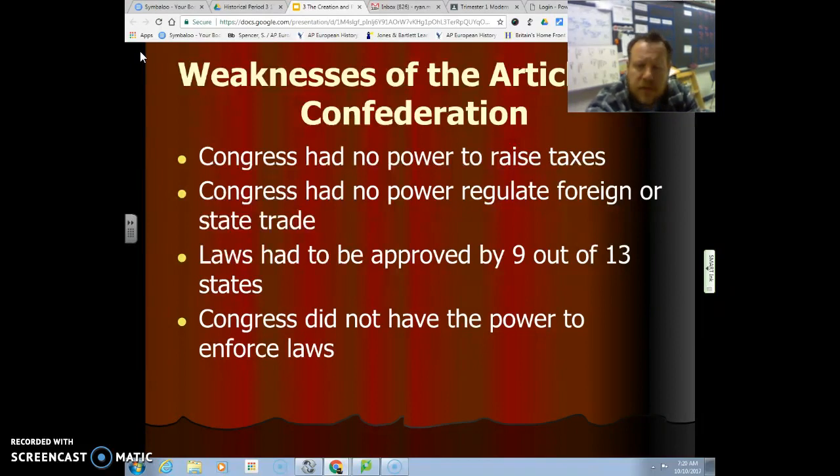If they wanted to make a law, 9 out of 13 states had to approve it, so you had to have what was called a supermajority for every single law that was passed, to make sure that all the states were okay with it. Every state had one vote. And lastly, Congress had no enforcement policy. All the enforcement was left up to the individual states. They could choose to enforce national laws as they wanted to, or just enforce their own laws.